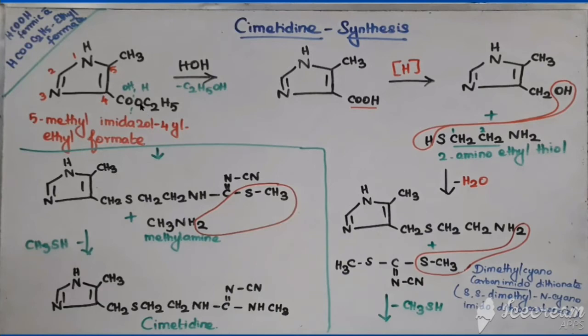So what all have we taken? First we have taken 5-methyl imidazole 4YL ethyl formate, which undergoes hydrolysis, and we get an acid. Then that undergoes reduction and we get a primary alcohol. With that we add 2-amino ethyl thiol. One molecule of water is removed and this is added with that. Then with that we add S,S-dimethyl N-cyano imido dithiocarbonate, and we get this one by the elimination of CH3SH. With that we add methylamine. Again one molecule of CH3SH is removed and this is added with it, and we get cimetidine.